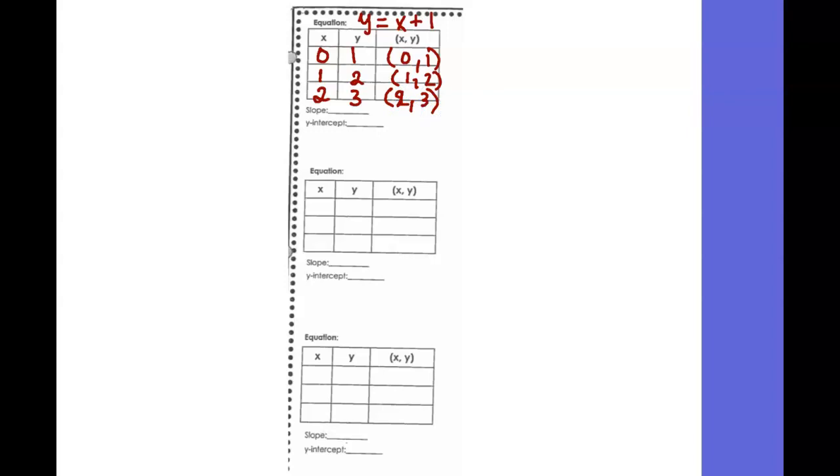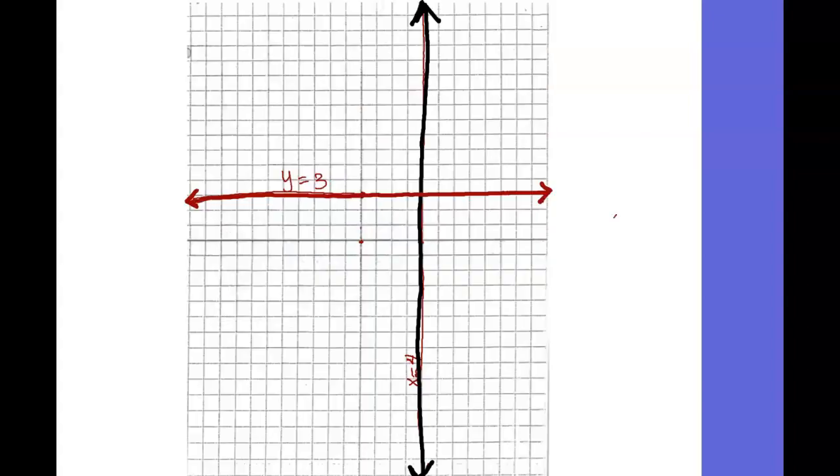All right, so with that, I can figure out the slope. The slope is just the coefficient before the x value. My slope would be 1, and my y-intercept would also be 1. Okay, so now let's graph y equals x plus 1. So I go back to my graph. y equals x plus 1.